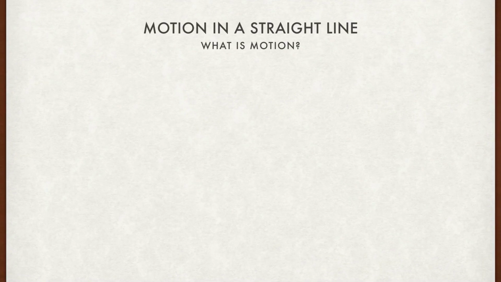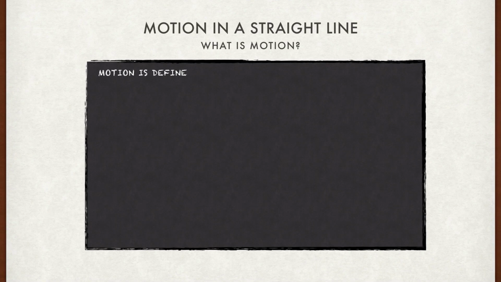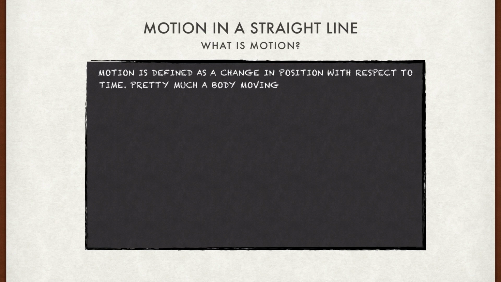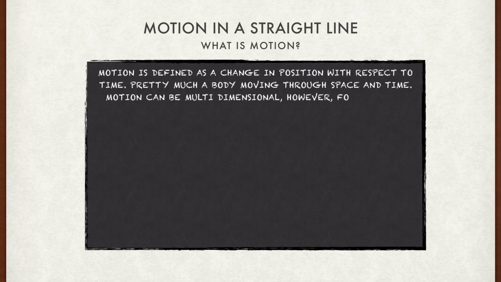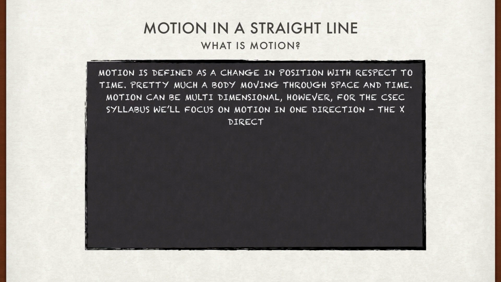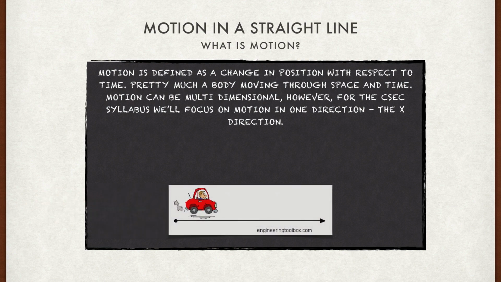So what is motion? Right, so motion is defined as a change in position with respect to time. Right, pretty much a body moving through space and time. Motion can be multidimensional. However, for the CSEC syllabus, we'll be focusing on motion in just one direction, which is the x direction. Right, so here we have a car moving along the x-axis, going from left to right. That's pretty much what we'll be focusing on for this video.